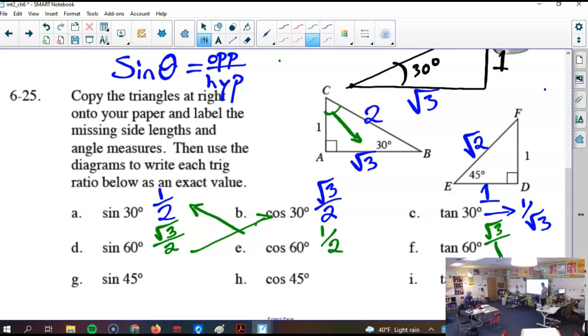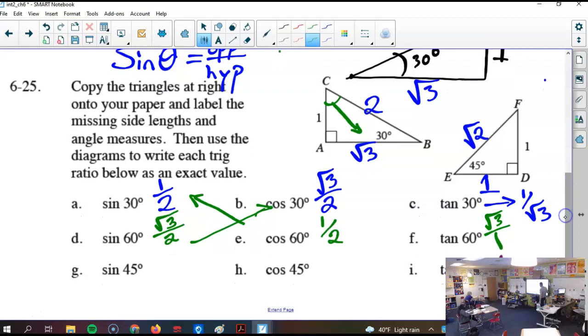So wait. Cosine of 30 versus sine of 30 are not reciprocals, though. Cosine of 30 and sine of 60 are the same? Yeah, because they're the same angles being related. They're the same sides being related. Because the opposite of 60 is the same as the adjacent of 30. And the hypotenuse is the same.